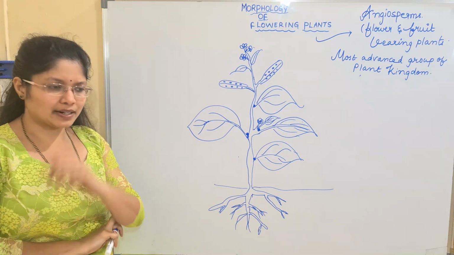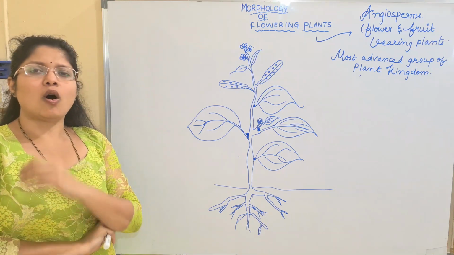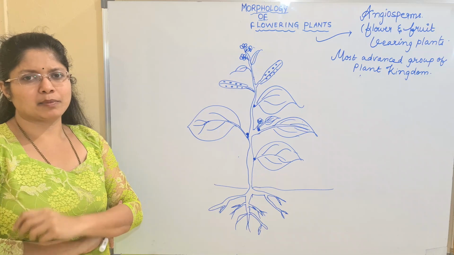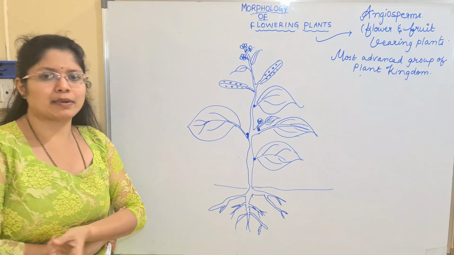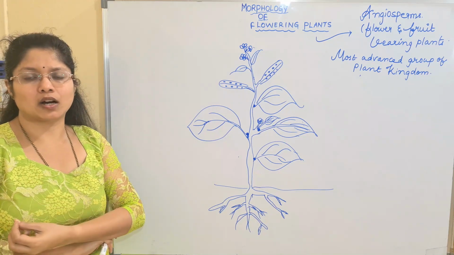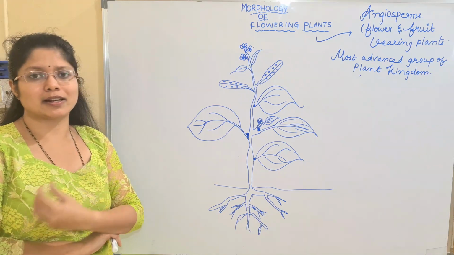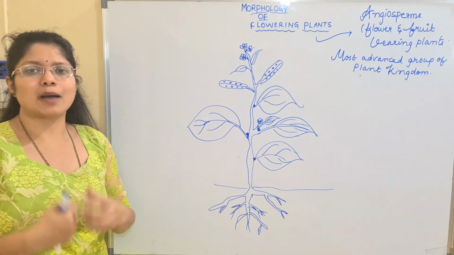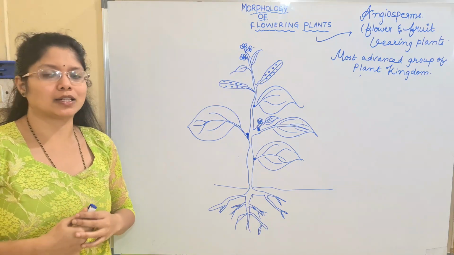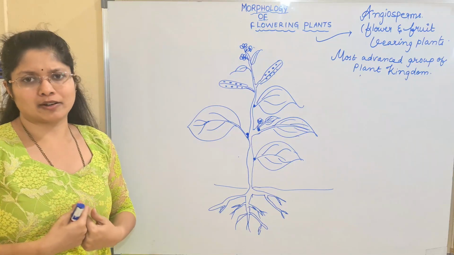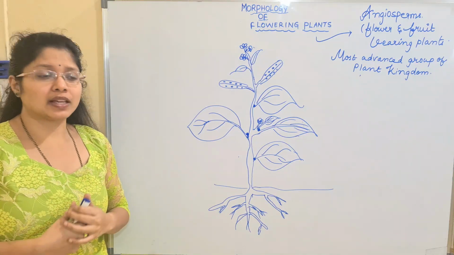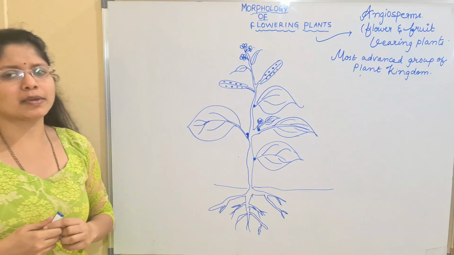And what type of habitats are they mainly seen in? All types of habitats. It may be small, large, or a marshy habitat, salty area, or the mountainous area. All these different types of habitats are occupied by the angiospermic plants. They easily adapt to any kind of environment. Along with that, let us look at the angiospermic plant body.